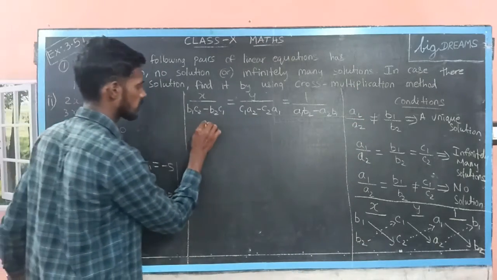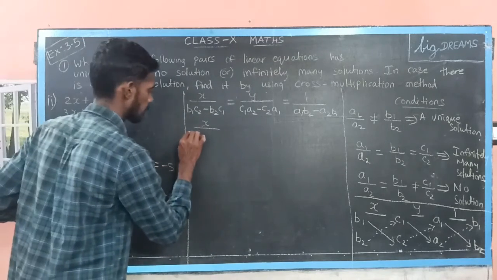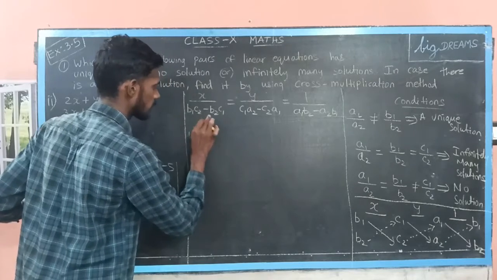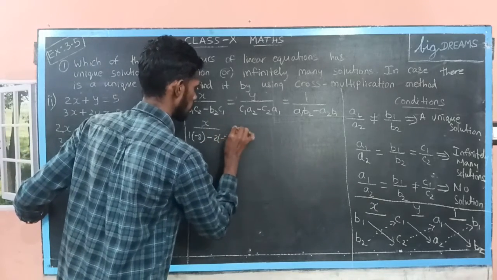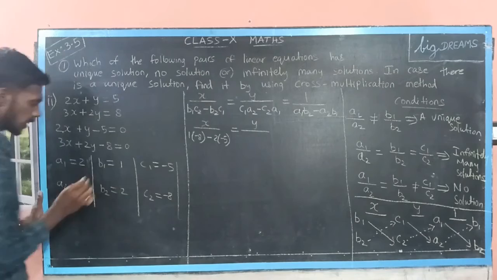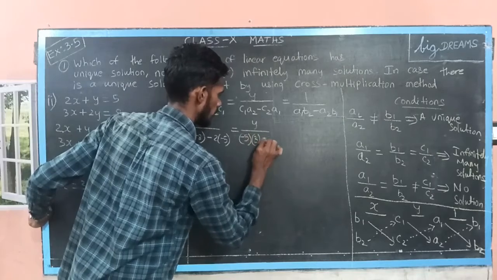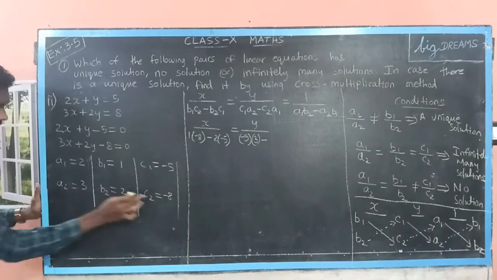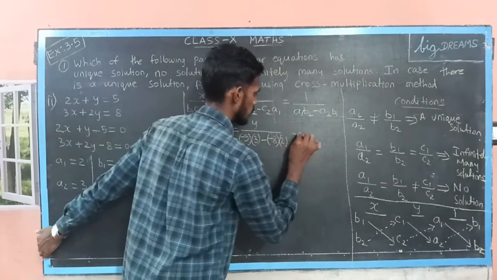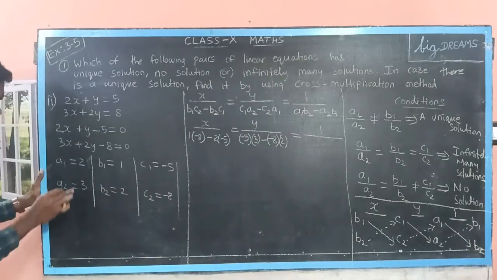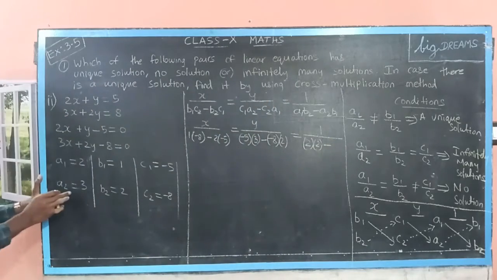Okay. Now substitute the values. It is x divided by b1 into c2, that is 1 into minus 8, minus b2 c1, which is 2 into minus 5, is equal to y divided by c1 into a2, that is minus 5 into 3, minus c2 a1, which is minus 8 into 2, is equal to 1 divided by a1 b2, that is 2 into 2, minus a2 b1, that is 3 into 1.